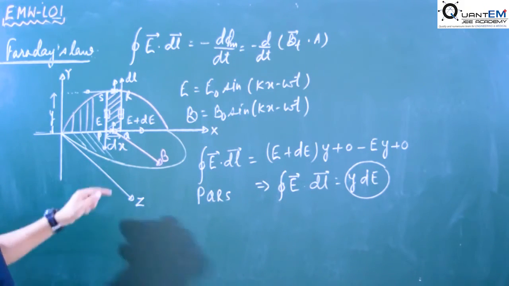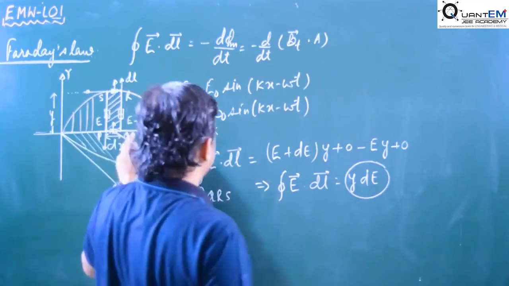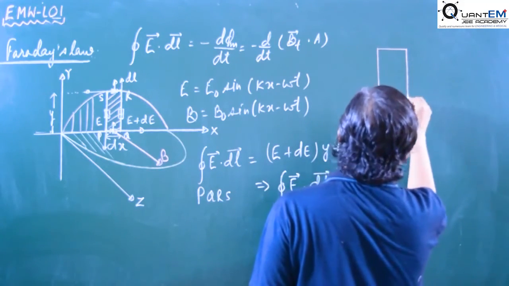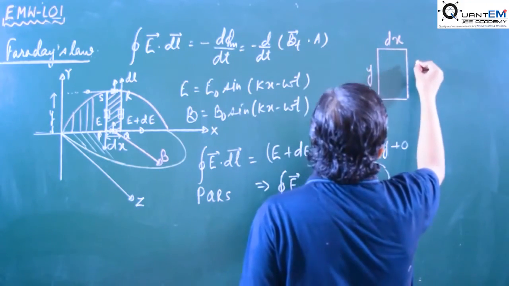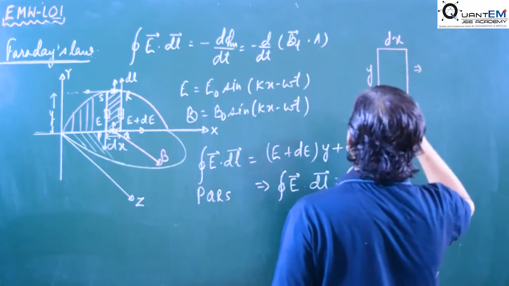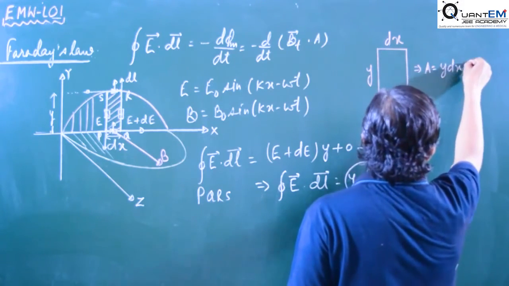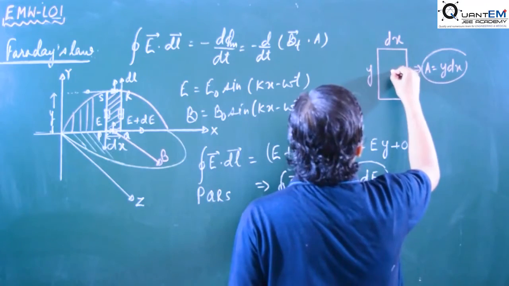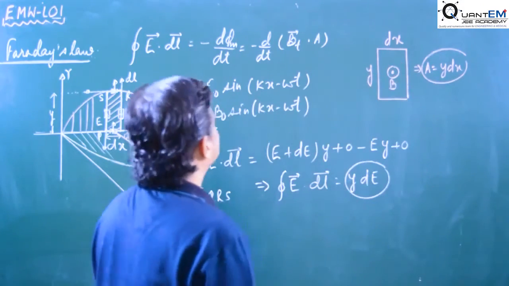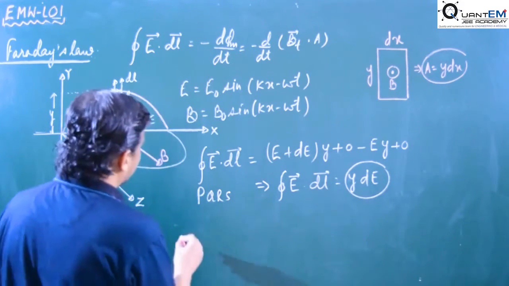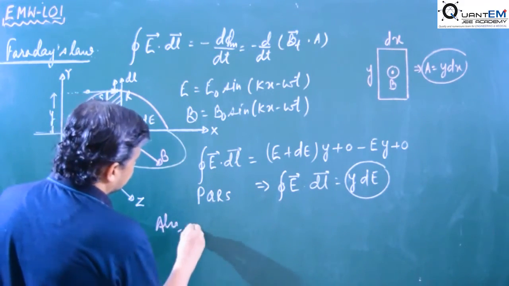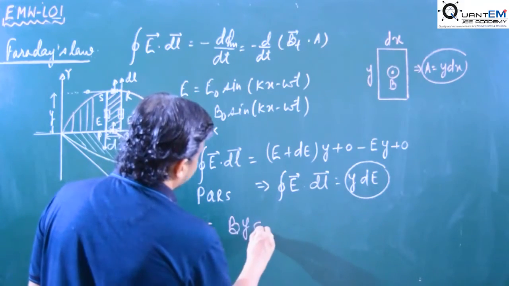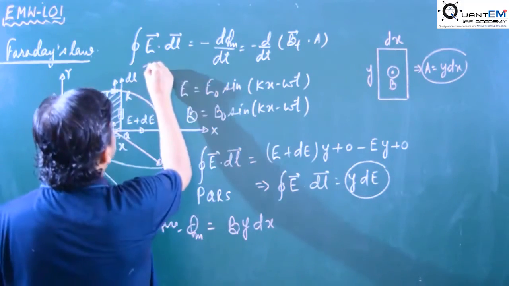See, the magnetic field and area vector are parallel to each other. This one is the area vector, this length is dx, and this is y. So the area is y into dx. The magnetic field is perpendicular to the plane, outside the plane of paper, and that is B. So the magnetic flux is magnetic field B into y into dx.